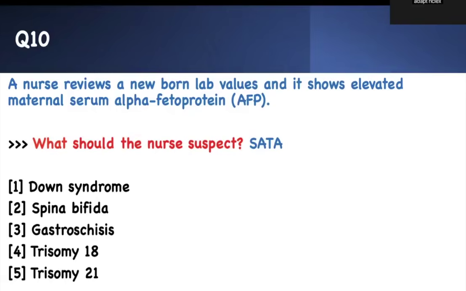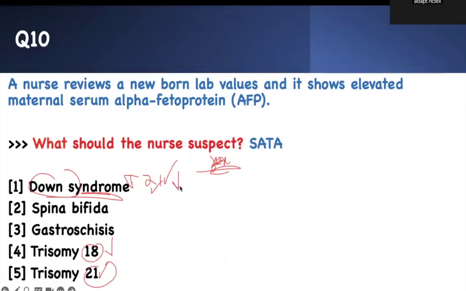Any chromosomal abnormality will see alpha-fetoprotein go down. Therefore, what does that mean? If you have a chromosomal abnormality, Down syndrome is trisomy 21. It's a chromosomal problem. Trisomy 21 is too high, and therefore you have Down syndrome. You can have trisomy 18. You can have trisomy 21. These will lead to low alpha-fetoprotein.